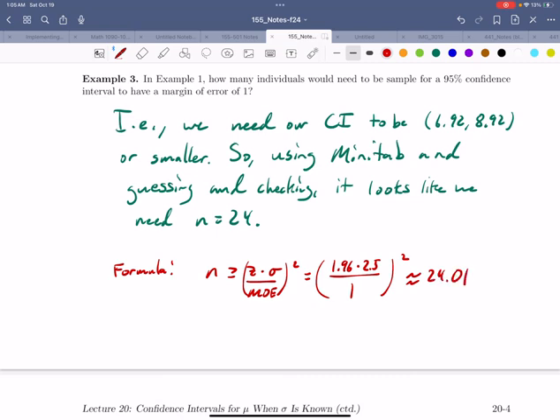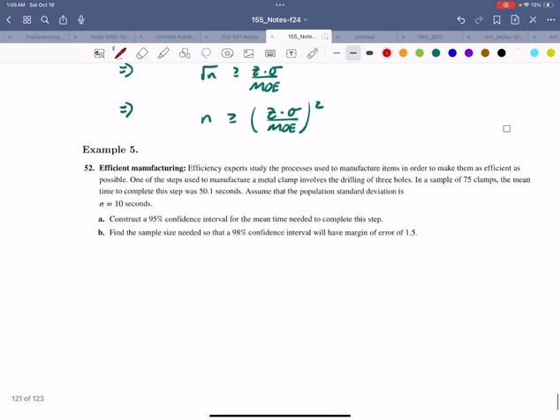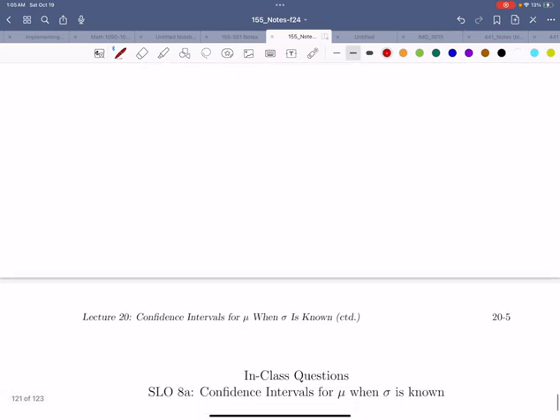But here's the thing. We need it to be bigger than 24.01, greater than or equal to 24.01. We don't have 0.01 individuals. So n needs to be greater than or equal to 25. So just showing you that guessing and checking is not always the best approach. Didn't really give us what we wanted. All right? Now, one more example just to close things out.